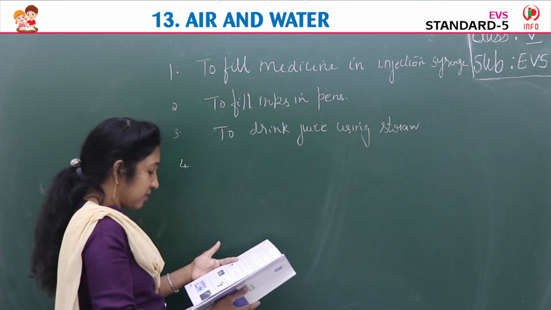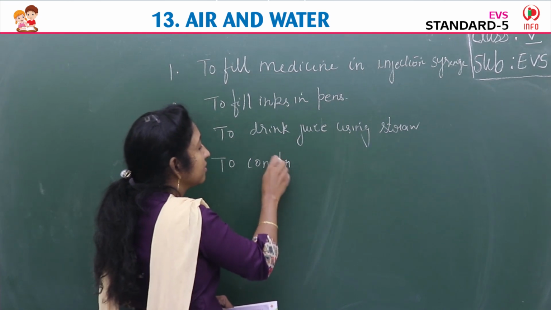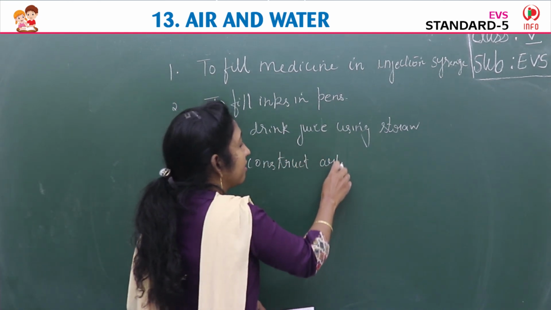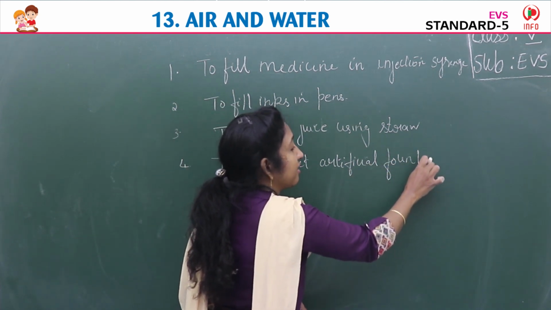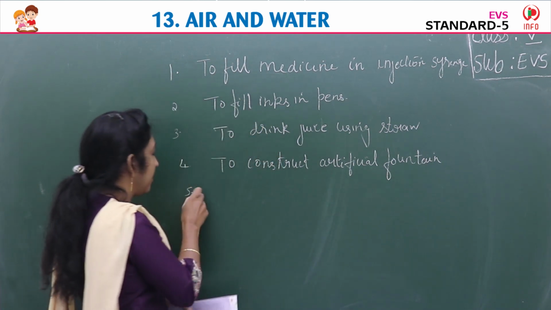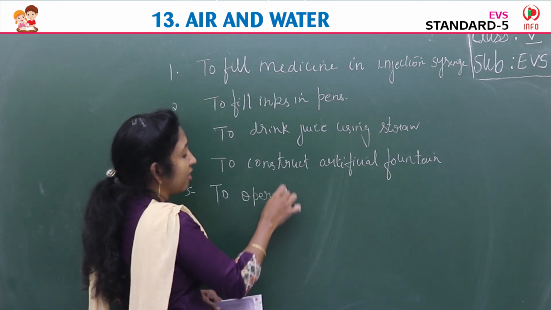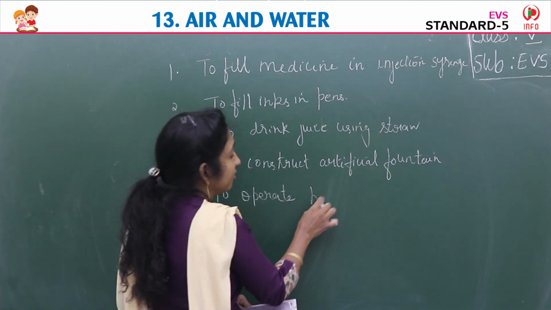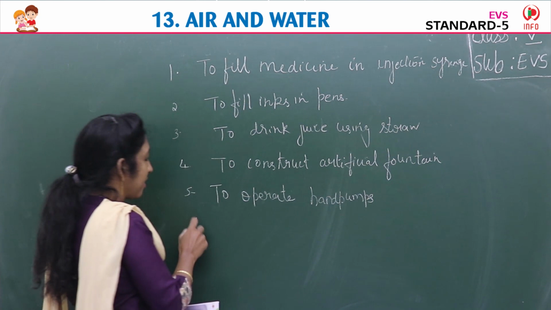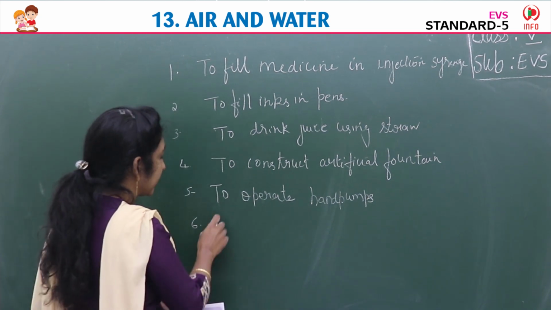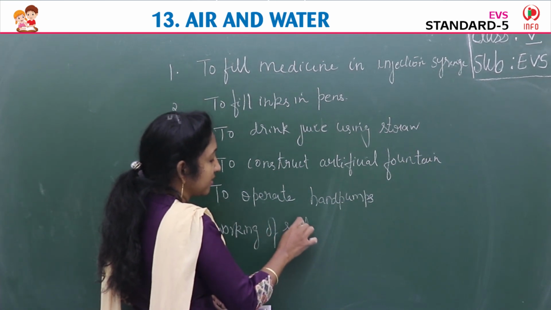Then what else we learned? To construct artificial fountains, fountains of water we say. We use air pressure here. Then next is to operate hand pumps. Hand pumps you can see all here in villages. Using hand pumps we used to fill water, isn't it? In hand pumps, air pressure is working there. Then for the working of sailboats, we use air pressure. Air pressure principle is working there.